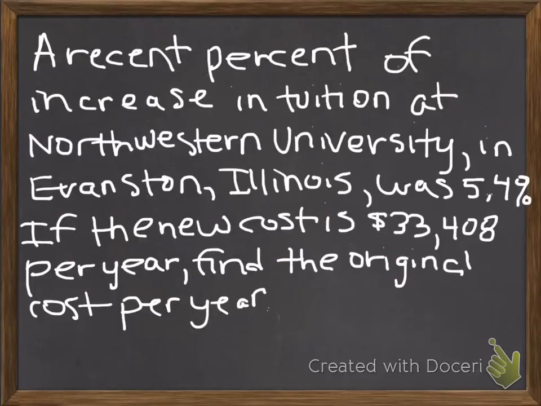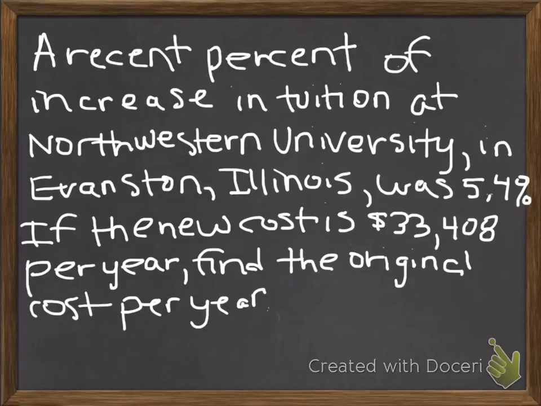Now, we have a word problem here where we are supposed to find the original cost per year. So I'm going to read it first. It says, a recent percent of increase in tuition at Northwestern University, let's say that's probably all universities, in Evanston, Illinois, was 5.4%. If the new cost is $33,408 per year, find the original cost per year. So we need to use the percent of change ratio to be able to solve for this answer.